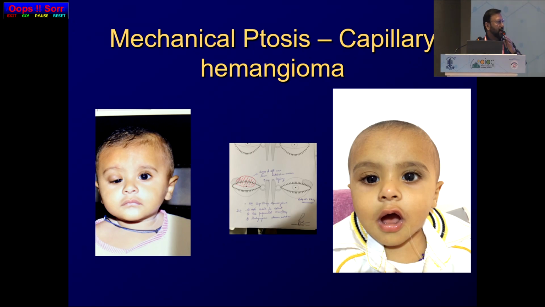In this case, the mechanical ptosis was because of a capillary hemangioma. The patient was referred as congenital ptosis, but on seeing the patient and everting the lid, as drawn in this diagram, the patient actually had an underlying capillary hemangioma. Once you conservatively manage the child, it got better, and you see that the ptosis was corrected.